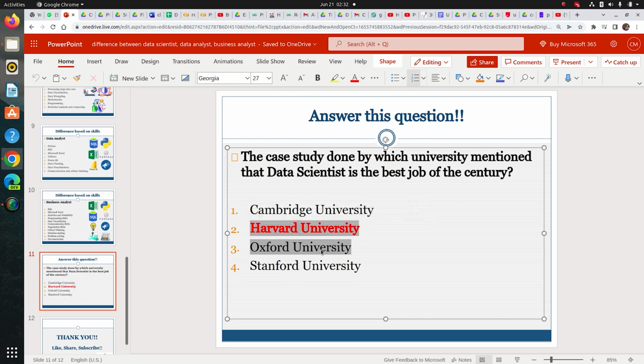They had done a study on it, and they saw that as we are creating huge data sets on the internet now, the roles related to data science, like data scientists, will be the hot job of the century. So that's it, guys.